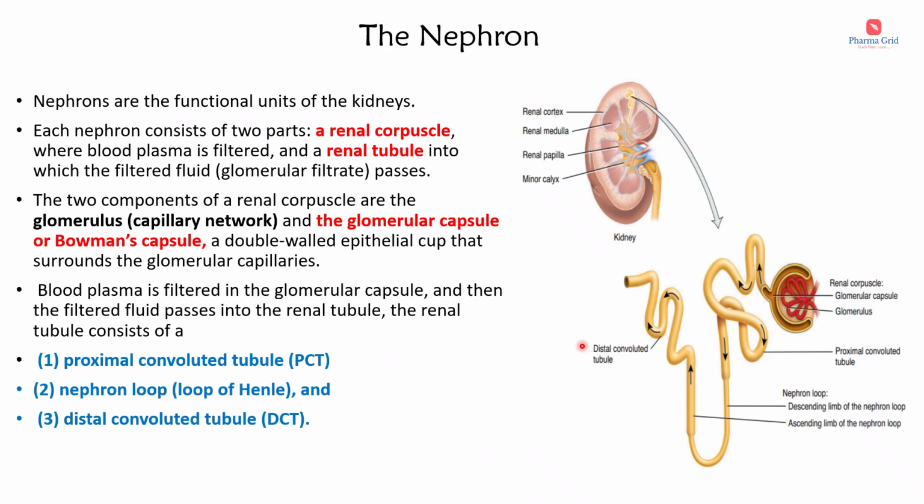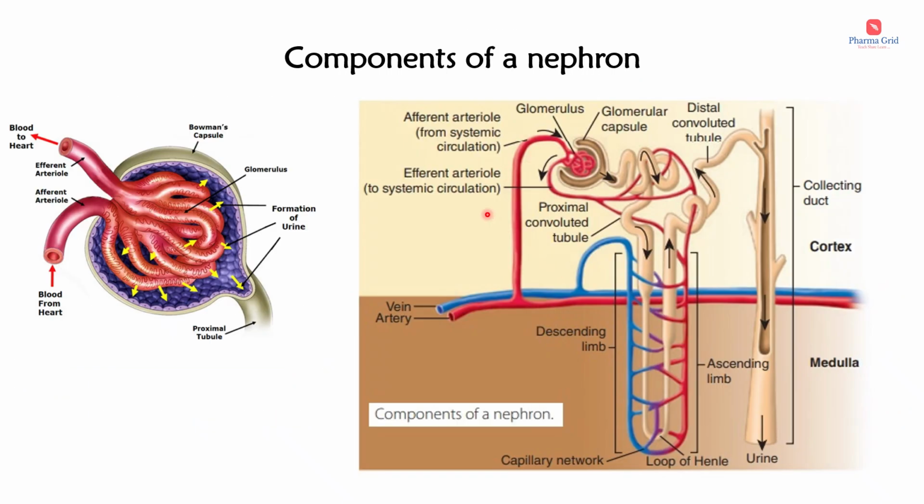Renal corpuscle consists of glomerulus and the glomerular capsule. Glomerular capsule is also known as Bowman's capsule. Then the renal tubule consists of PCT, proximal convoluted tubule, loop of Henle and distal convoluted tubule. So here again the components of a nephron are explained in detail.